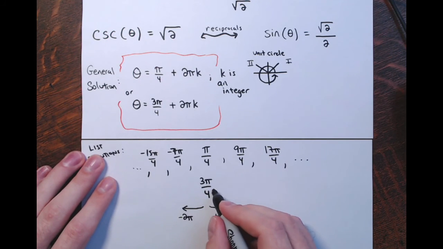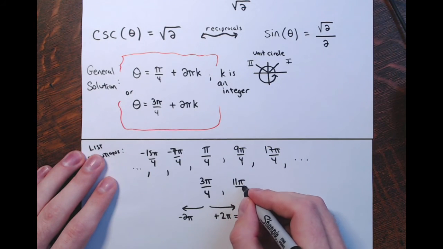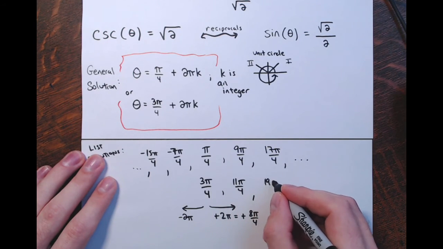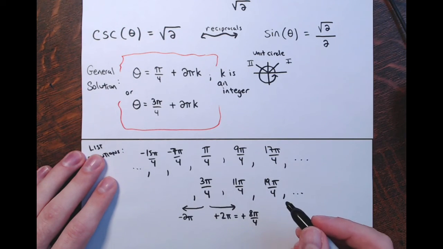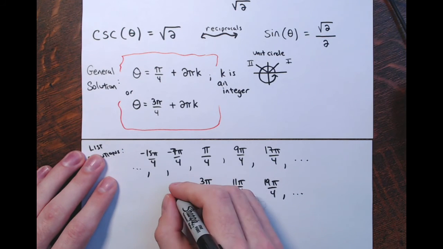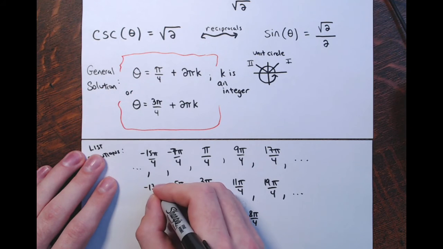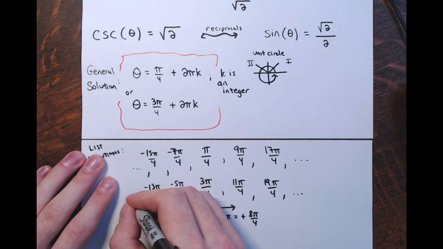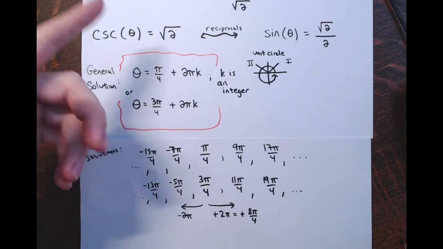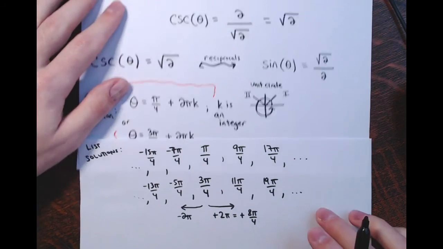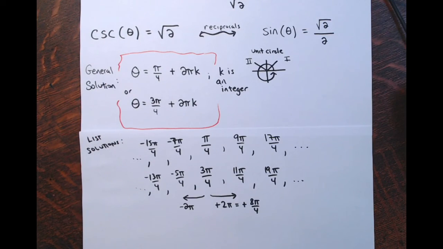With this 3 pi over 4, do the same thing. Keep adding 2 pi, you get more solutions. 11 pi over 4 would be another solution. 19 pi over 4 would be another solution. Subtracting 2 pi, subtracting 8 pi over 4, you get negative 5 pi over 4 as another solution. Negative 13 pi over 4 would be another solution, and so on. So what I've just done here, I've just listed for you 10 solutions to this equation that we started with.